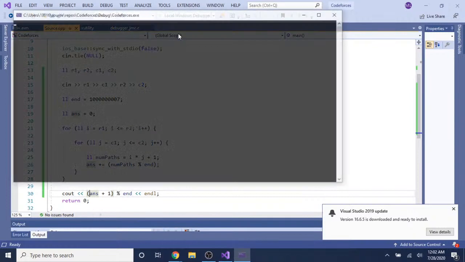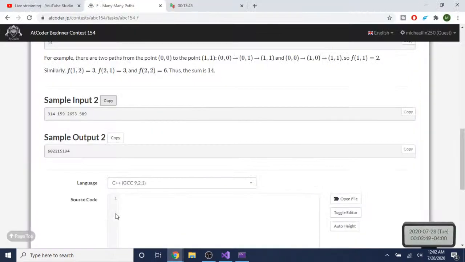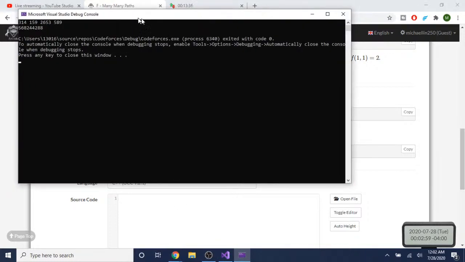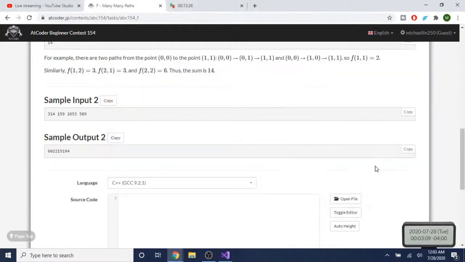So if I take, so it gives us 568,244,000. The real answer is 602 million. So we are off by 3 million. No, not 3 million. 14 million, about 14 million, I think. So we have to try to figure out why we're off. There might be some paths we're not including.